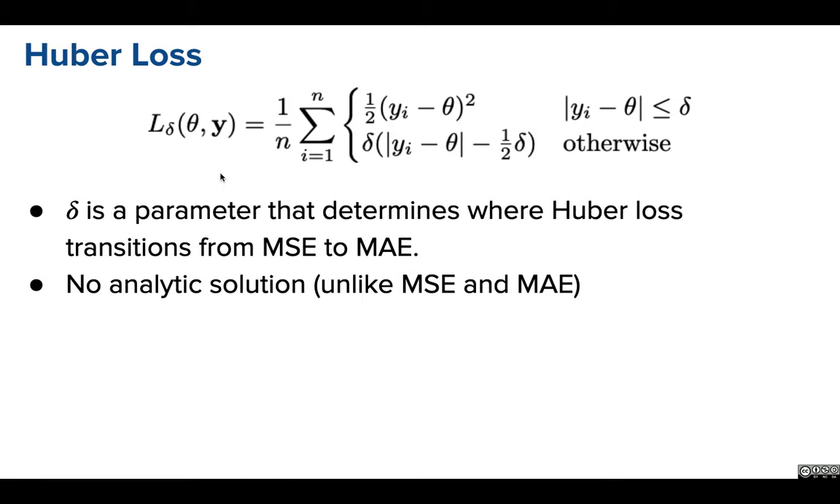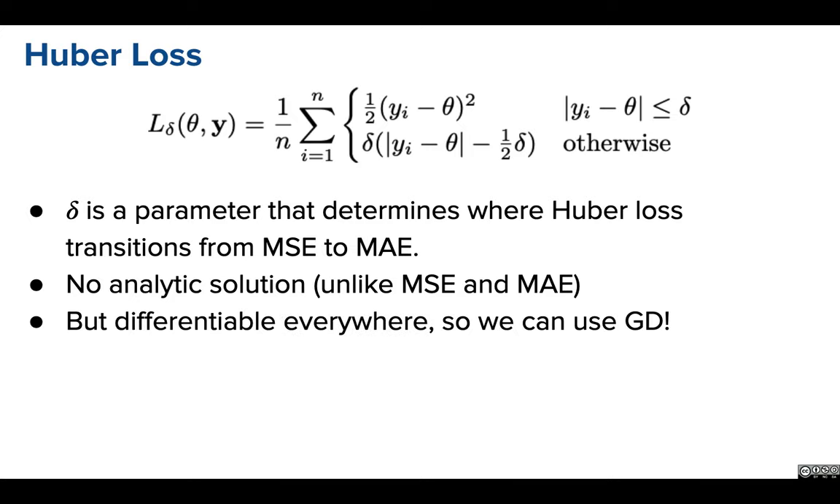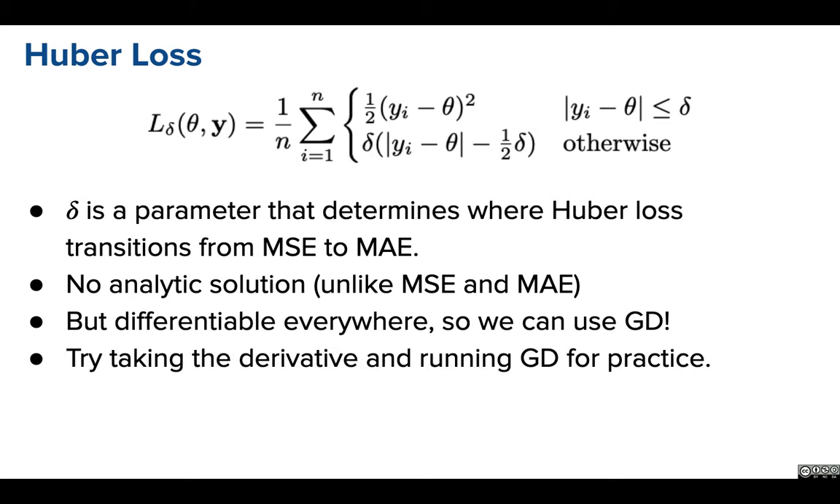But it turns out that for this loss, there is no analytic solution, or no simple one. So you can't just solve it and get the mean or the median of the data. But instead, we'll use gradient descent. What you should try doing is taking the derivative of this loss function and try running gradient descent on it for practice, working with loss functions and derivatives.